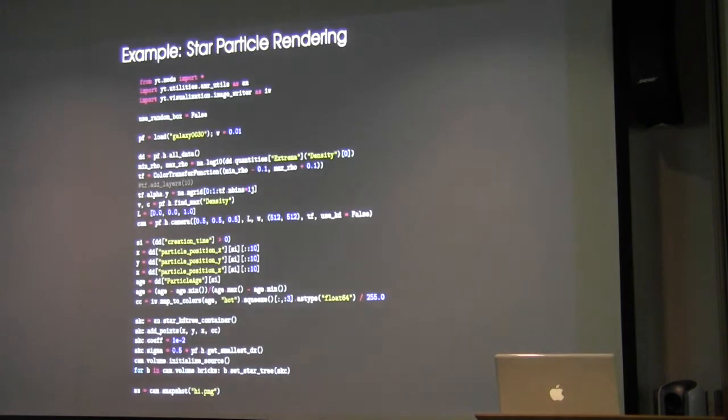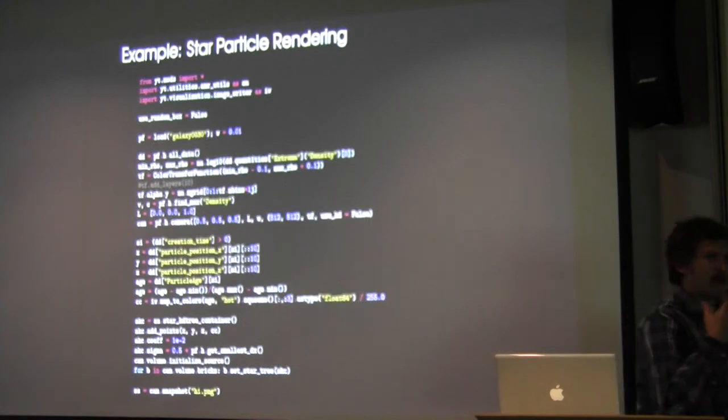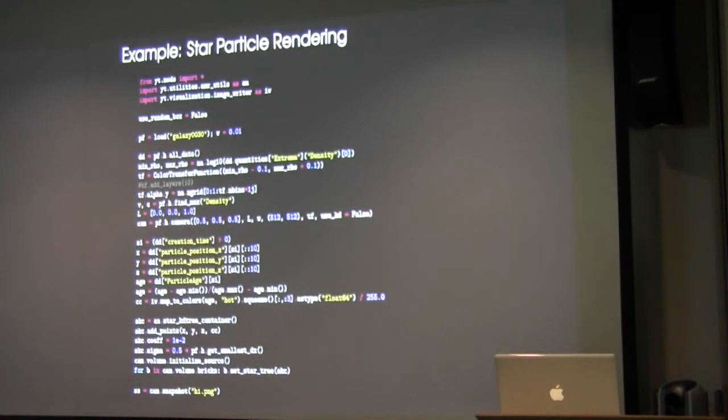You have to set up a few things that tell the rendering mechanism in YT when and where to deposit the particles and the kind of emission from those particles. So it sets up a KD tree so that it can do quick lookups to find out, as you're rendering through the volume, where these stars are.